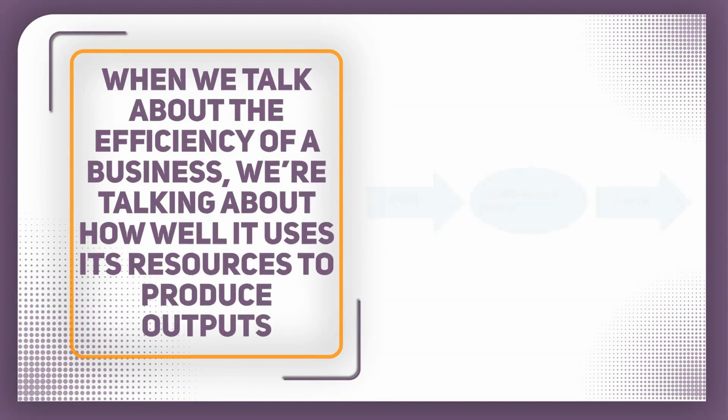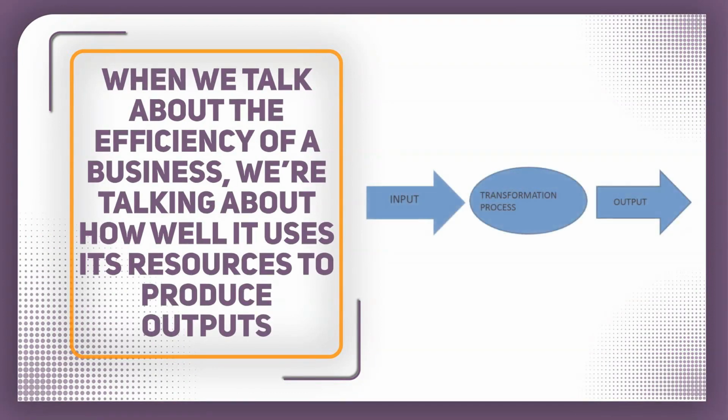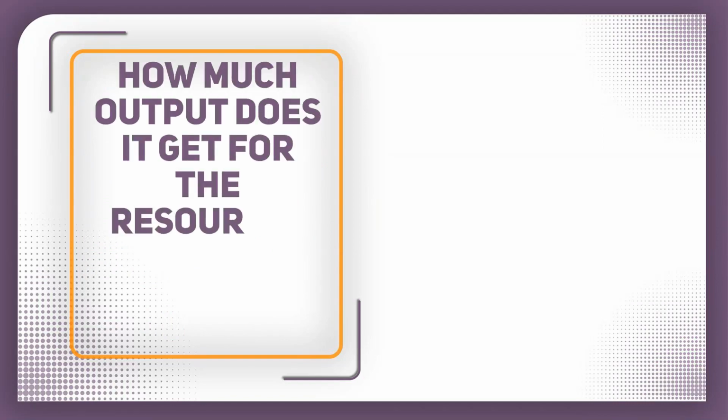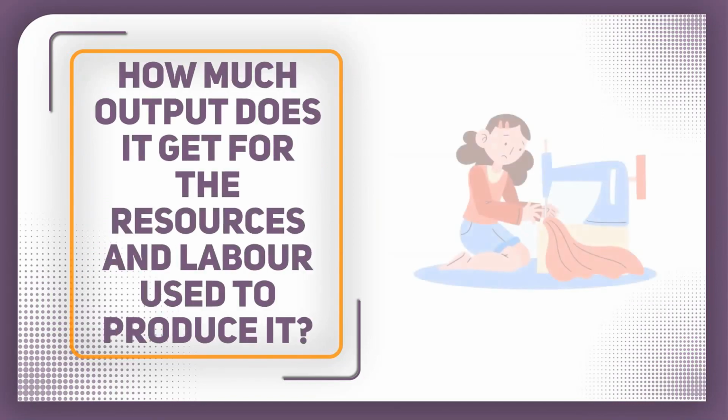produce outputs. This could be how well an Uber driver manages their trips, or how many products are being produced in a factory. Regardless of the situation, efficiency is all about how a business uses its inputs to produce its outputs. How much output does it get for the resources and labour used to produce it?